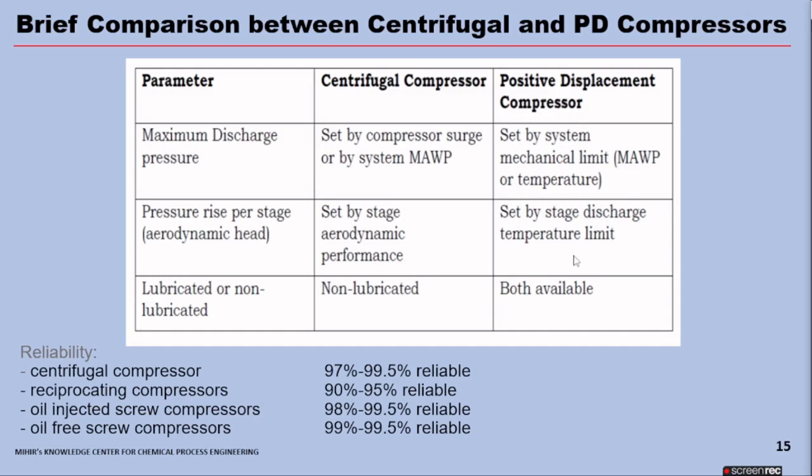This discharge temperature limit in a PD compressor is because of the oil that it uses. So you don't want any degradation of the oil. So that is why the temperatures are limited in a positive displacement compressor. Then lubricated or non-lubricated. In centrifugal compressor only non-lubricated is possible. In PD compressor both are available. Then the reliability point of view I have just listed here. Centrifugal compressors are very reliable, as can be seen. Recip compressor reliability is not that high. Okay? And the oil injected screw and oil free screw are also quite reliable.